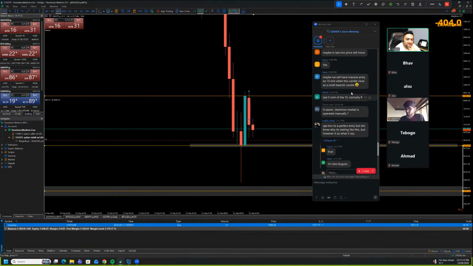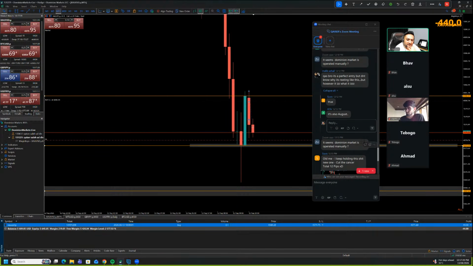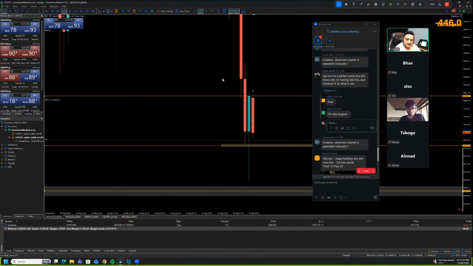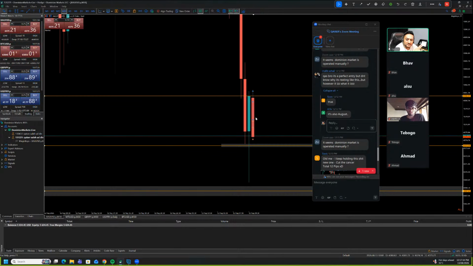Maybe we will have an impulse entry on the 50-minute when this candle closes as a small bearish. Yeah, but it already went down and did not break above its own high. Then I need to see if it can break above this high so I can give my trade another chance. Till right now, it didn't work out as I planned. You know what, I'm just out from this one.